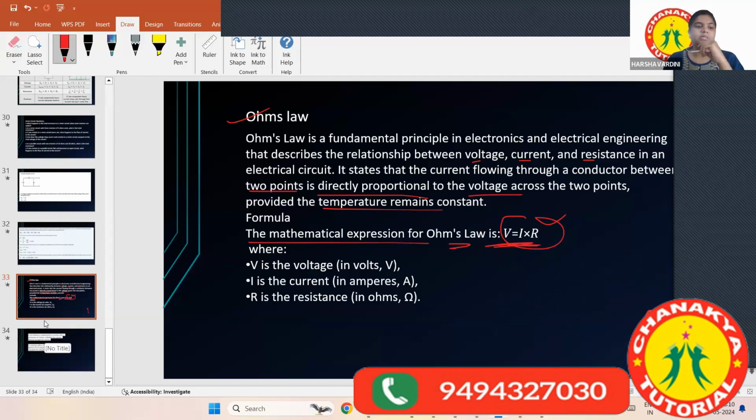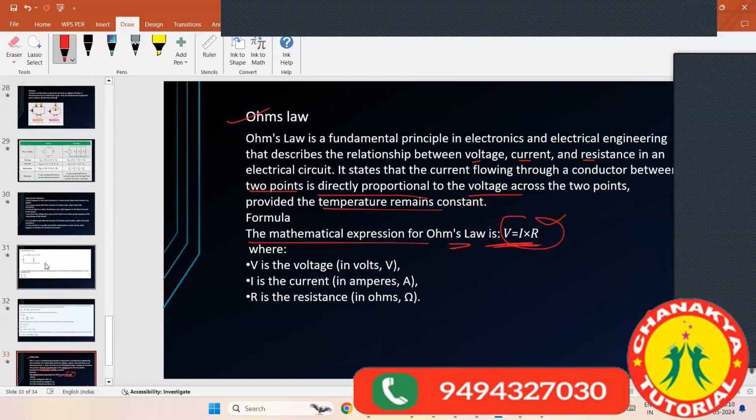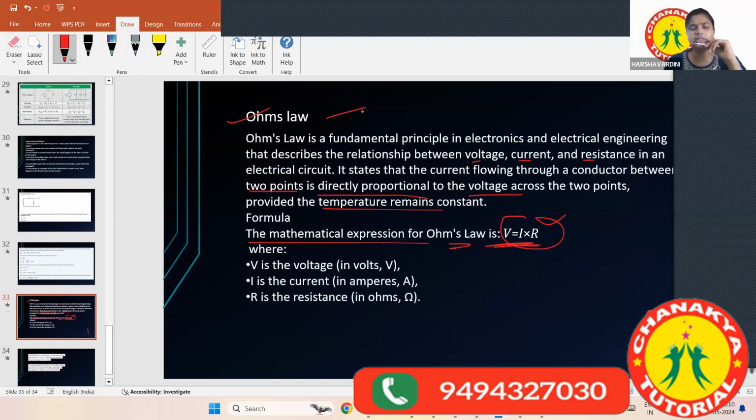Shall we go for problems? Everybody clear? Nothing is there to understand here. Ohm is a scientist. He derived this formula, V is equal to I into R.